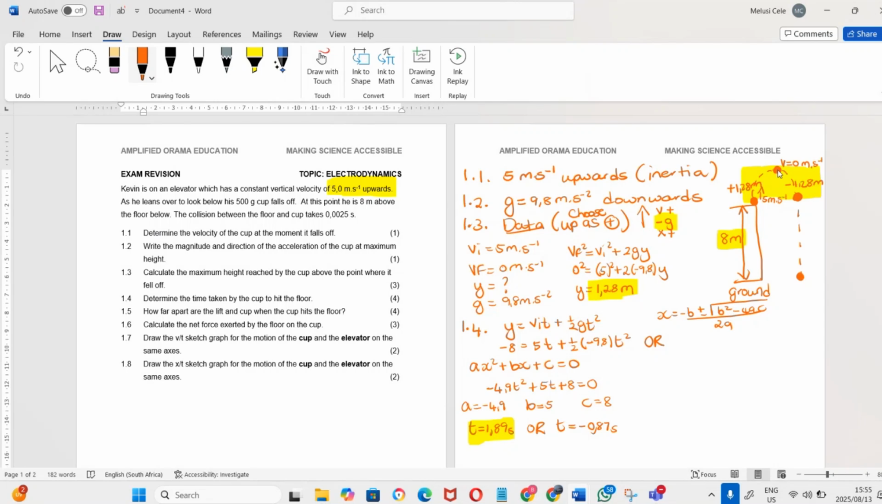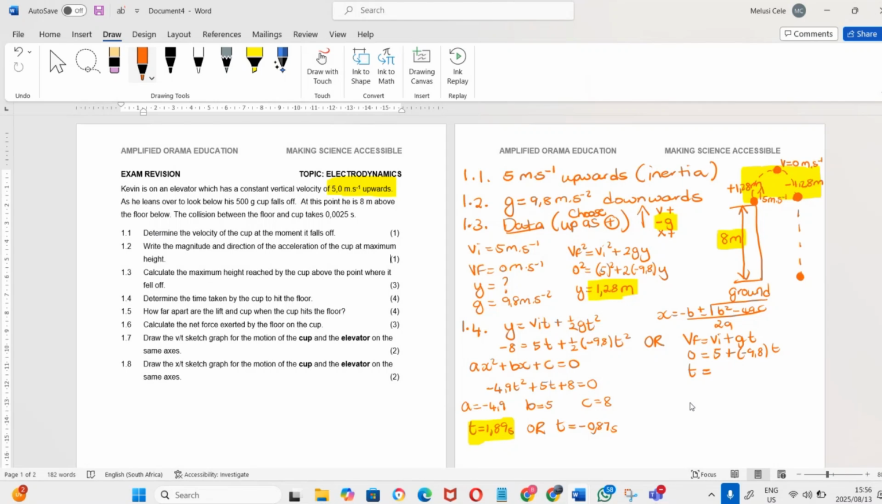Then from there, calculate the time it takes for the cup to hit the floor. To do that, we could use VF equals VI plus AT. At maximum height, the velocity is 0. The cup fell at 5 meters per second plus negative 9.8 T, then solve for T, right? So that is T for the object while it is going up, okay?